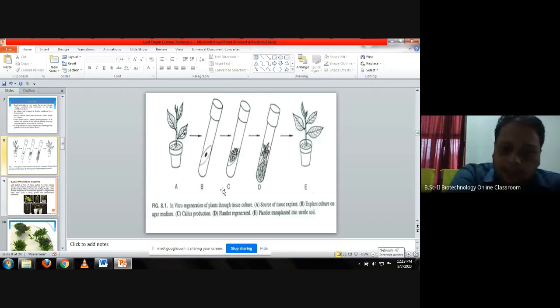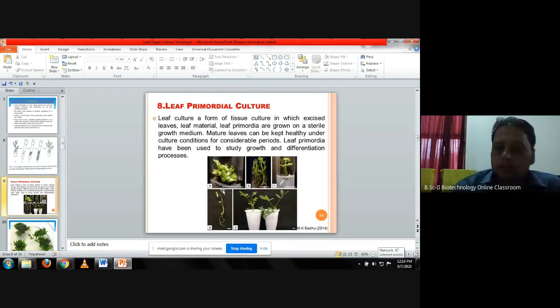See here you can see the diagram. Healthy plant, from that they have excised a leaf. From that leaf in figure C you will get callus. Here in leaf culture you will not go for callus directly, you will get plants regenerated from that, and then you will plant it. Now in this figure, can you see how these shoots arise from that plant leaf? Can everyone see?